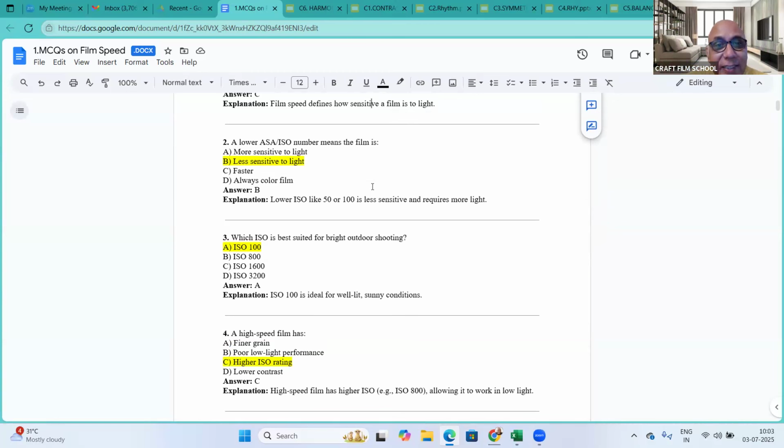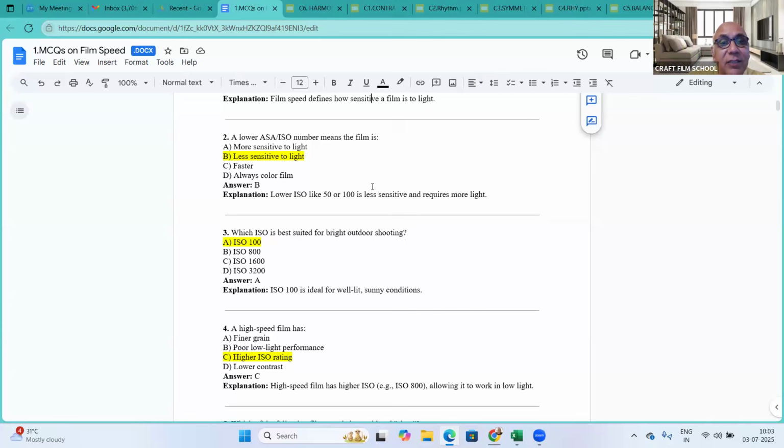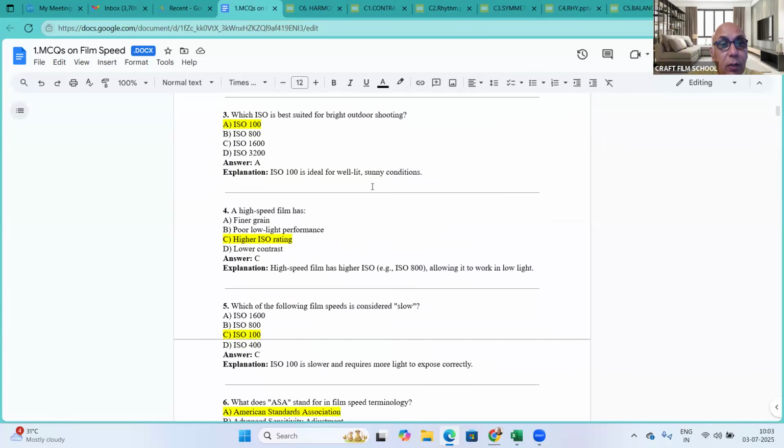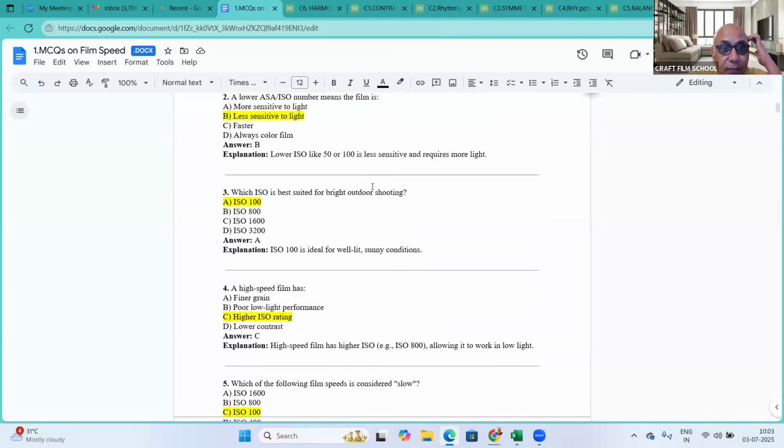Lower ASA or ISO number means the film is more sensitive to light? No, less sensitive. So if the film is 50 ASA, it is less sensitive to light. If it is 200 ASA, more sensitive, 400 more sensitive. A lower-rated film is not called a faster film. A faster film is a film which is 400 ASA, 800 ASA. Always color film? No, it can be black and white also. Very good answer. So the correct answer is B.